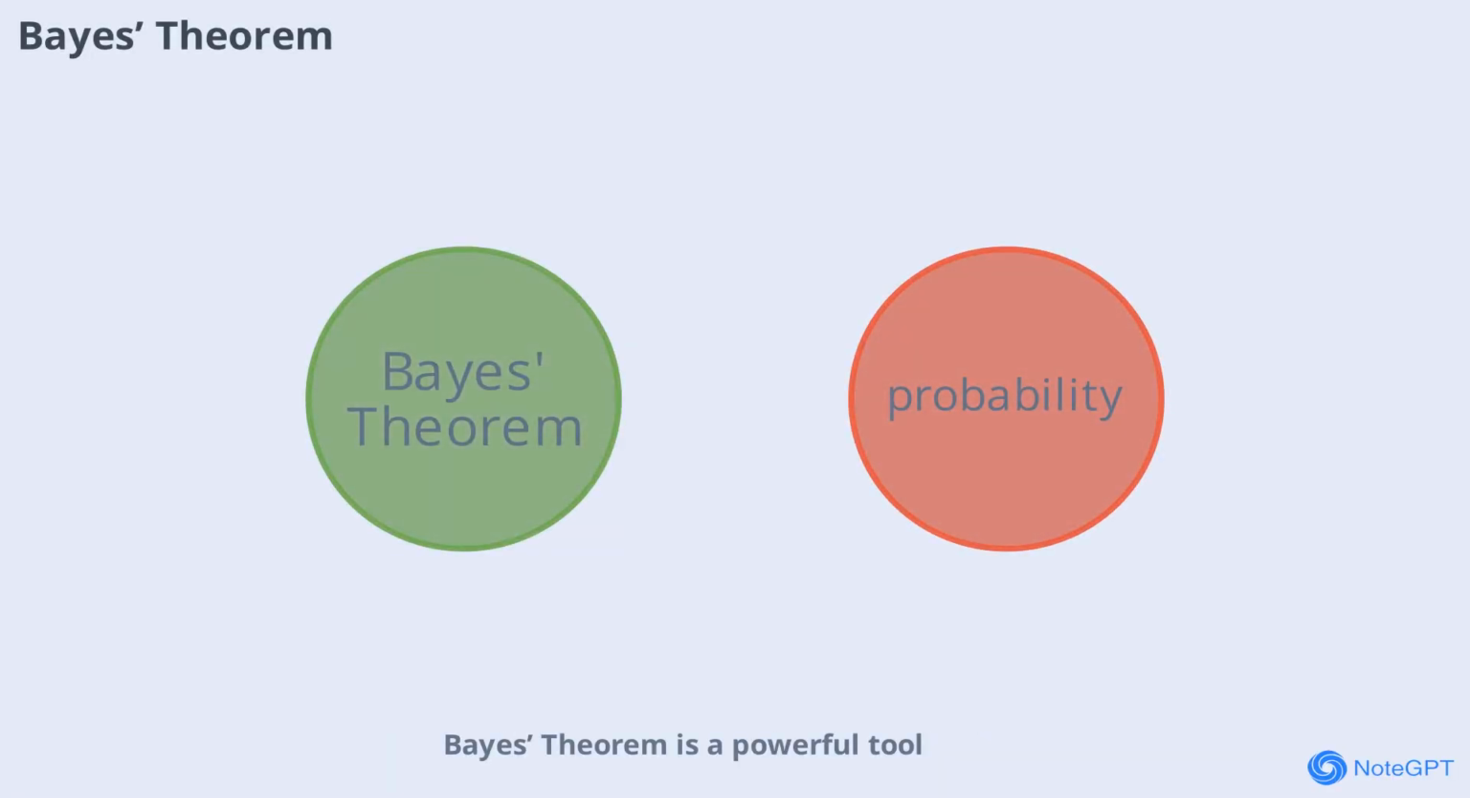Bayes' theorem is a powerful tool for updating probabilities based on new information. It's widely used in fields like medicine, finance, and artificial intelligence. Bayes' theorem helps us revise our predictions as we gather more data, making our decisions more accurate over time.